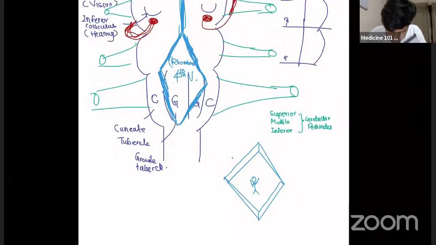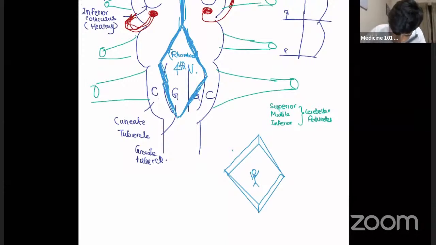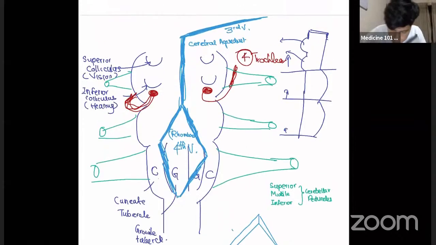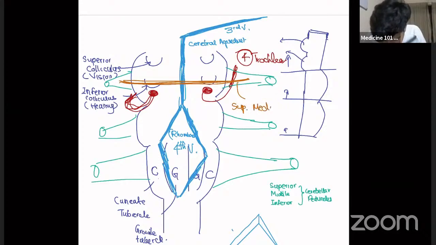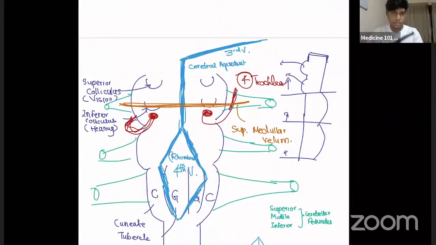Oh yeah, there's one more thing. The superior cerebellar peduncle has a structure which connects one cerebellar peduncle to the other. It's called the superior medullary velum. I know it's messy, but this is very important.